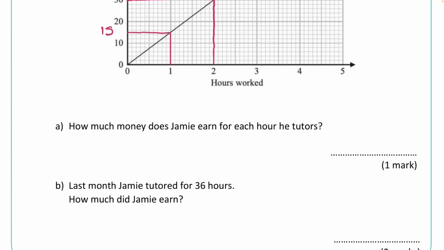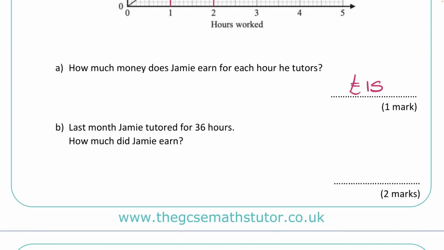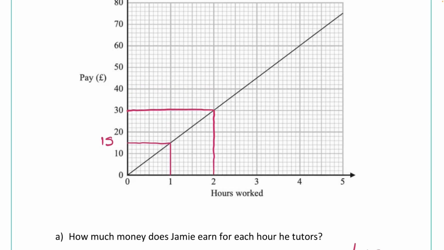Either way, we get the answer £15 there, so £15 for each hour. For part B, it says last month, Jamie tutored for 36 hours. How much did Jamie earn? Now you don't necessarily need to use the graph for this because we already know the value of 1 hour.